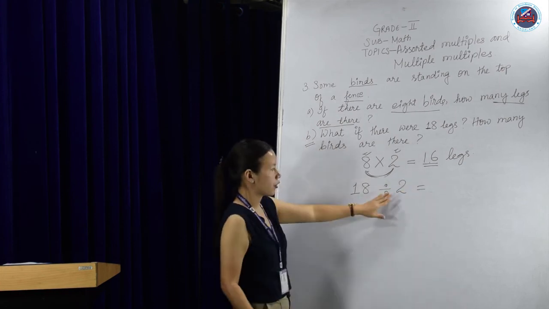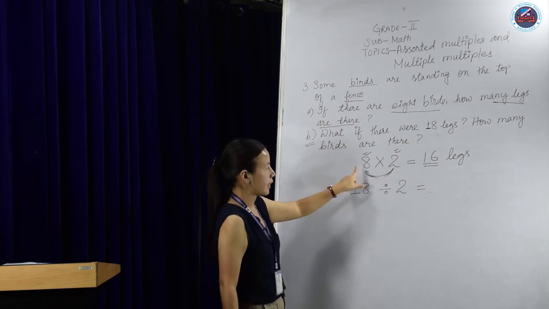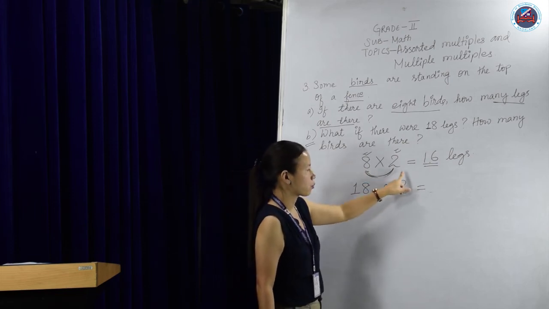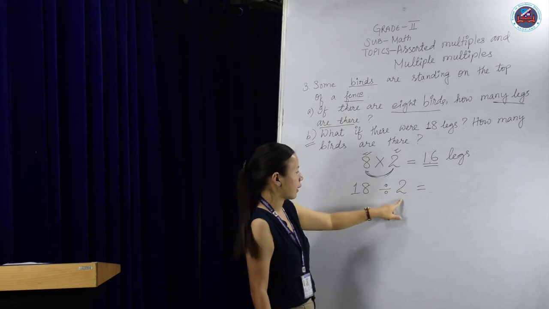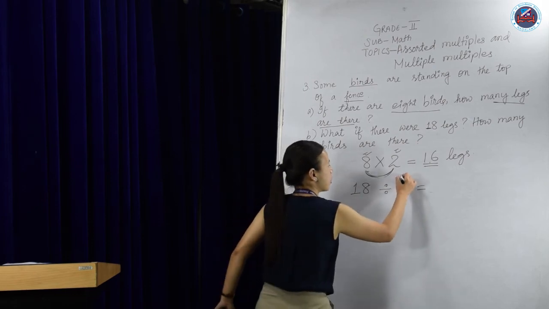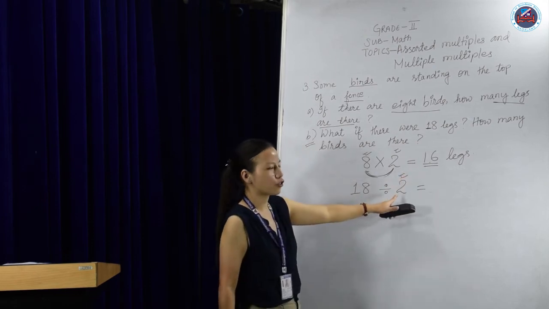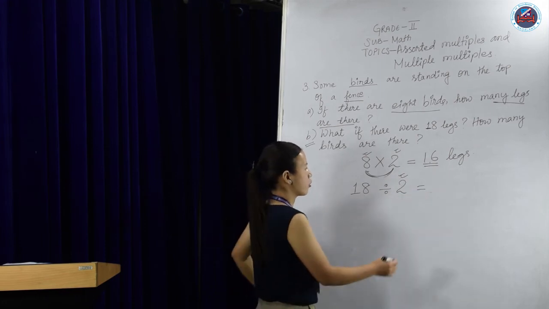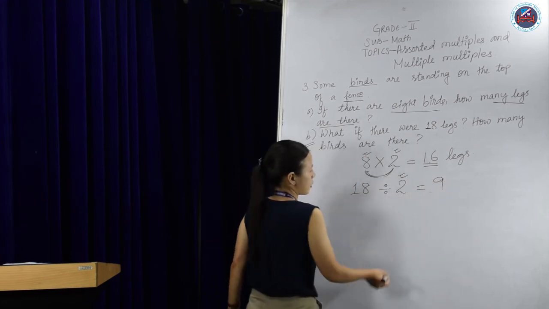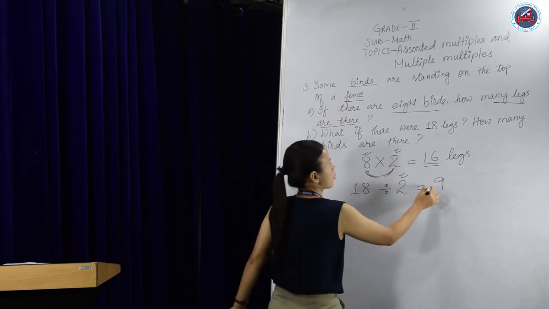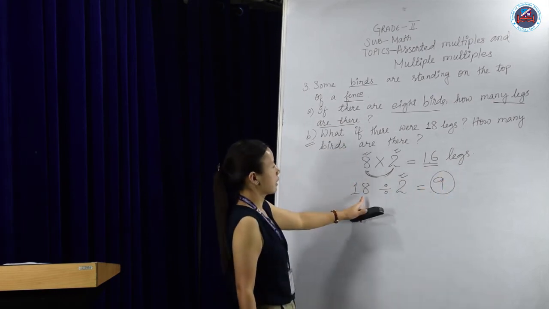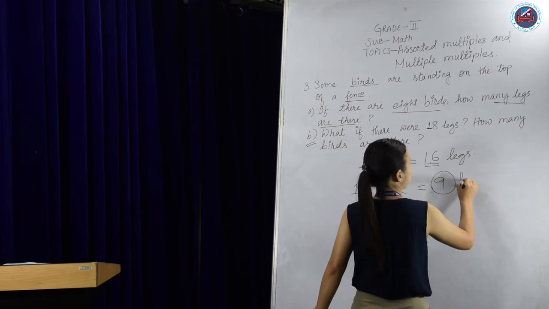We divide 18 legs by 2, since each bird has 2 legs. So read the table of 2. We know that 2 times 9 is 18, so we write 9. So how many birds have 18 legs? That is 9 birds.